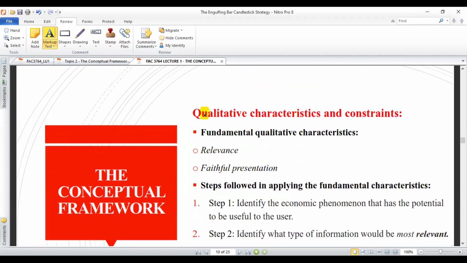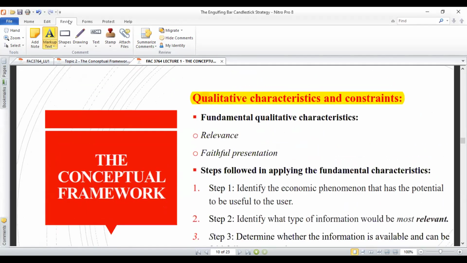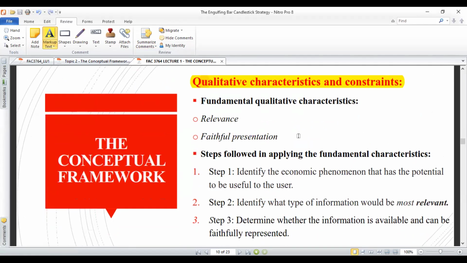Now let's look at the qualitative characteristics and constraints, right? Qualitative characteristics of financial statements and their constraints. So there are two fundamental qualitative characteristics.